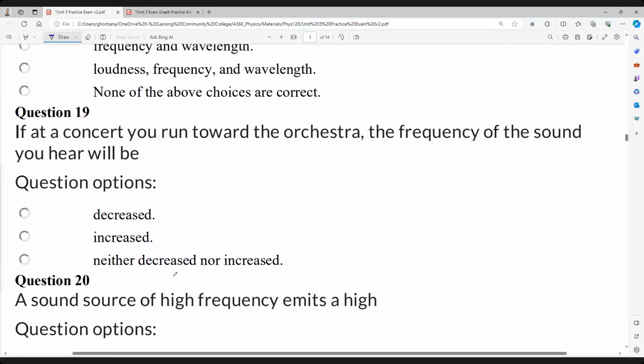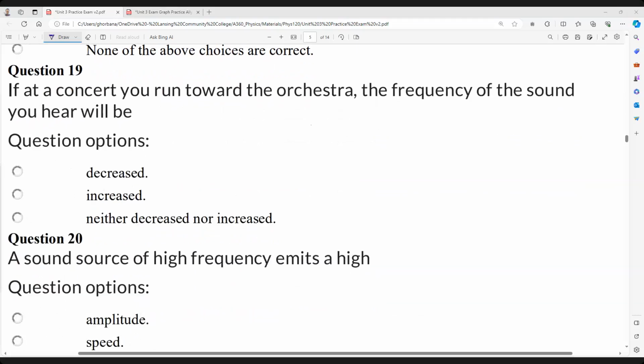Number 19. If at a concert you run toward an orchestra, the frequency of the sound you will hear will be... Again, you are moving toward the orchestra, so it is blue shifted again. The wavelength decreases, but the frequency increases. Good. So what is the right answer then? Increase.